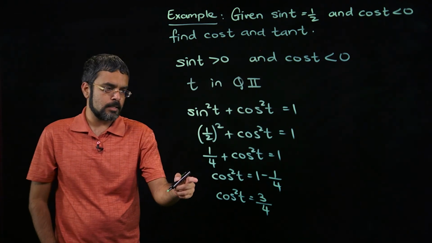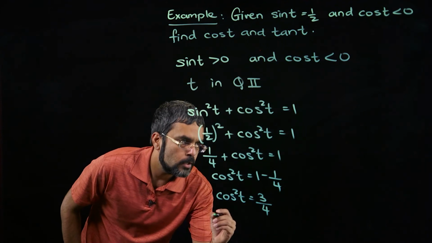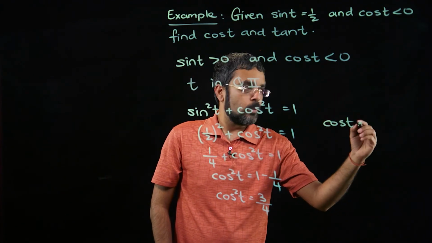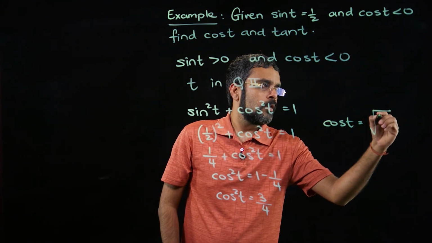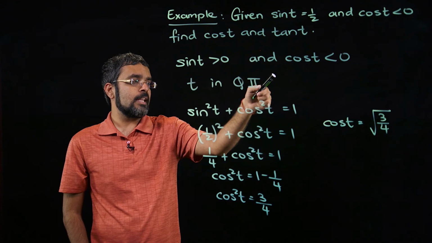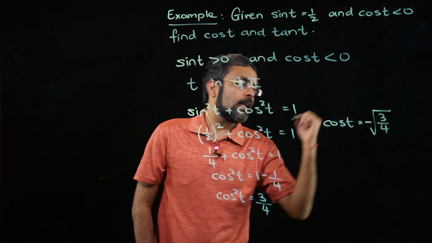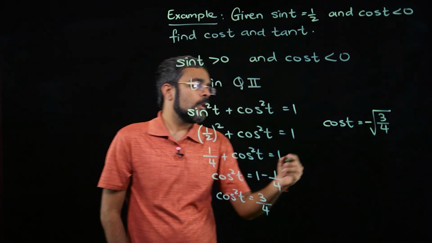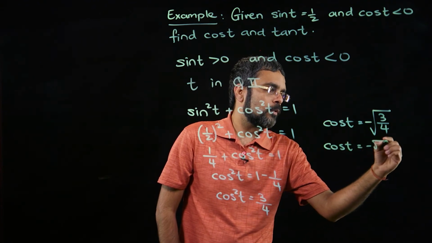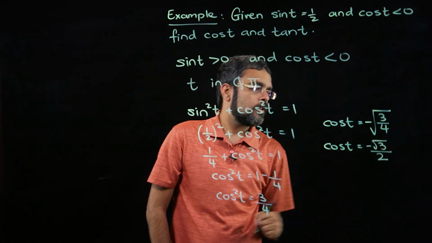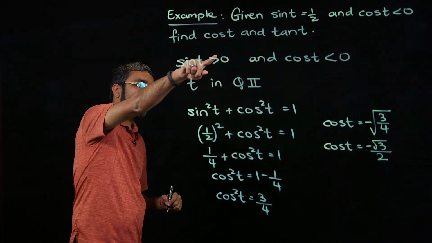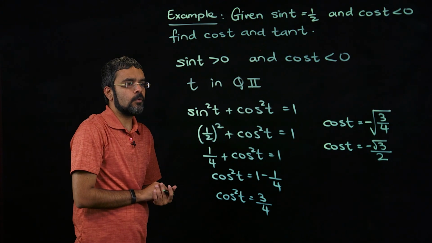So cosine squared t is 3/4. How do I figure out cosine t? Well, I take the square root. So then cosine t equals square root of 3/4. Now remember, cosine is negative. That's why I need to take the negative square root, right? It's less than 0. And that gives me cosine of t equals negative root 3/2. All right? So I have sine t is 1/2, cosine t is negative root 3/2.